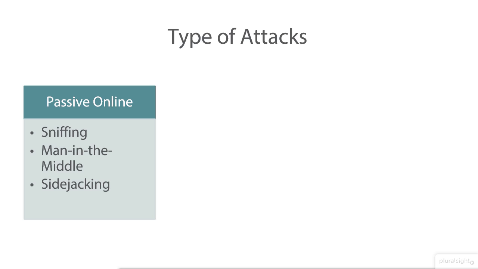Passive online attacks include things like sniffing the network to see if we can discover passwords going back and forth. Great example of this is FTP. FTP uses clear text by default, and so just sitting there sniffing, we might be able to pick up some passwords, as well as man-in-the-middle attacks. This type of an attack occurs when an attacker places his machine or his hacking device between the source and the destination, and he just handles all the traffic going back and forth.